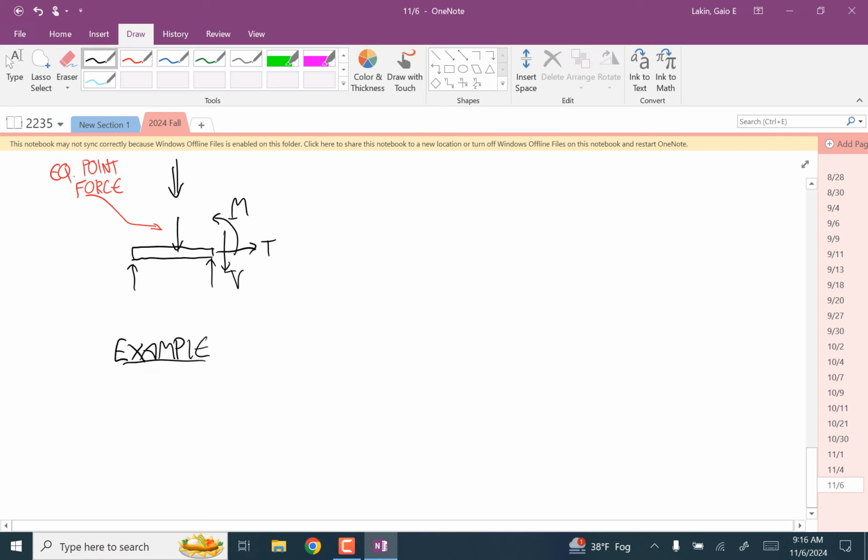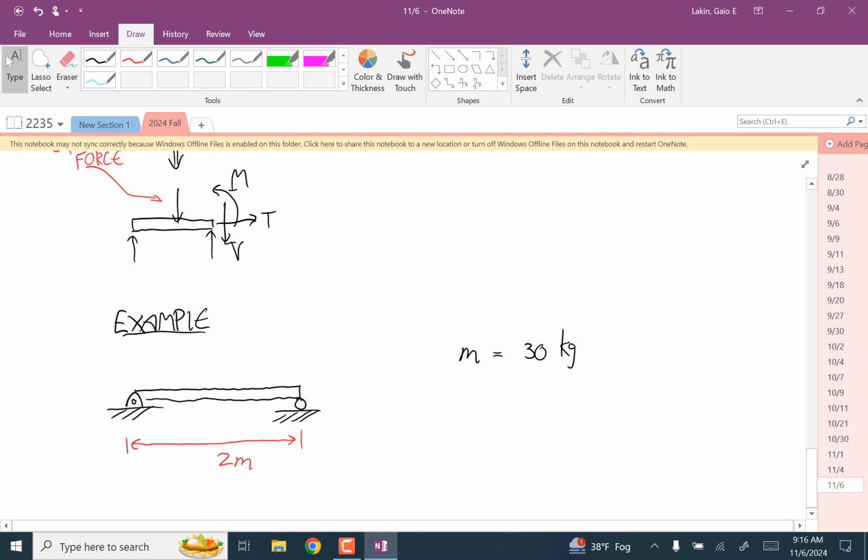Okay, so we'll just start out with some simple examples and go to more complicated stuff. The first example: notice that when you're calculating internal loads, you have to treat weight like a distributed load. Okay. So let's say that we have a horizontal beam and a roller here at the end. Let's say that the length is 2 meters, and the mass of this thing is 30 kilograms. And we want to calculate the internal loads.